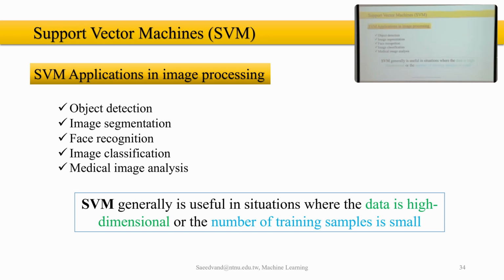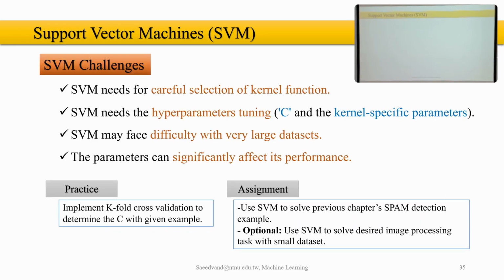We can say, okay, if you want to conclude what SVM is, SVM generally can be good in situations where data is high dimensional or the number of training samples is small. For example, you have 100 images and you want to do classification. Then it's better to not train a deep learning model. Using SVM can still work for you.